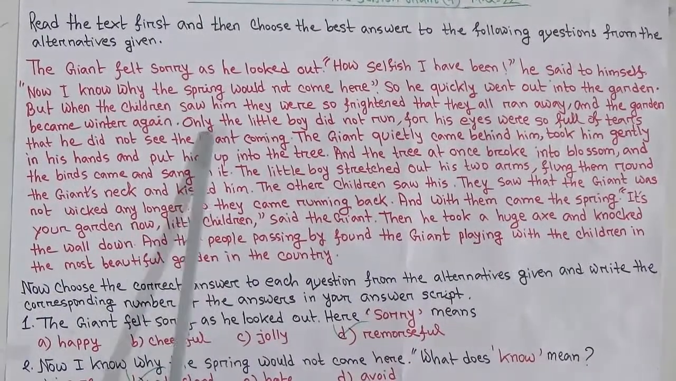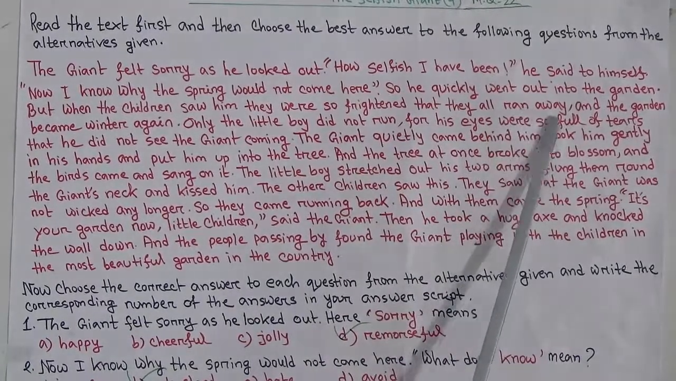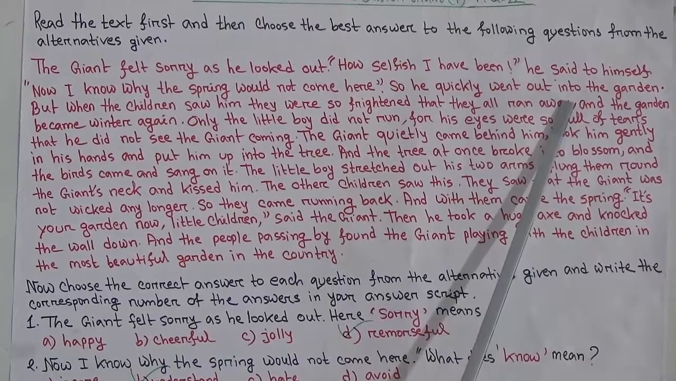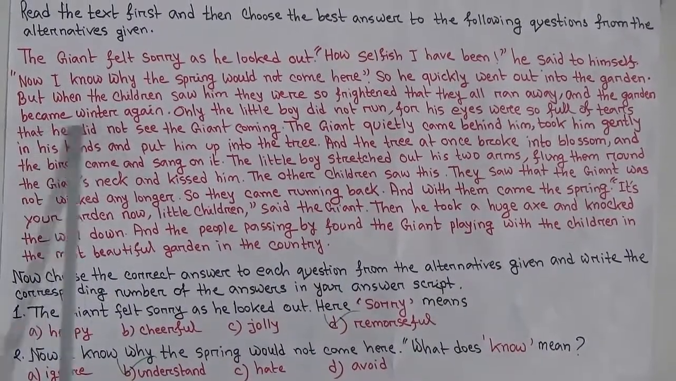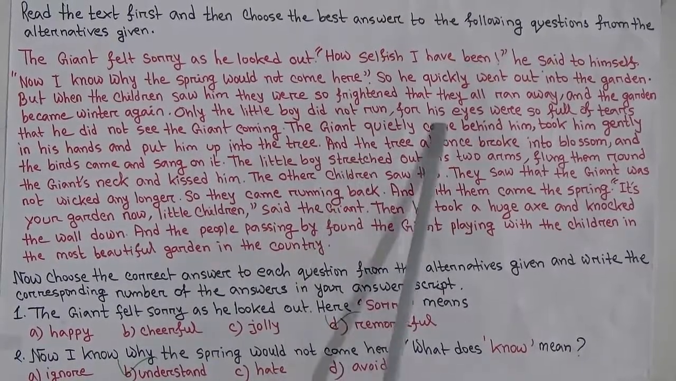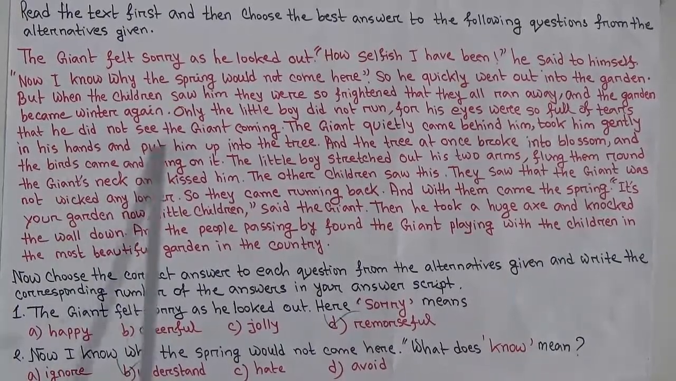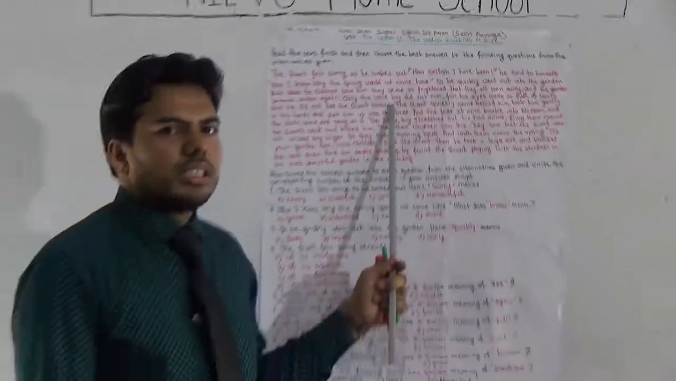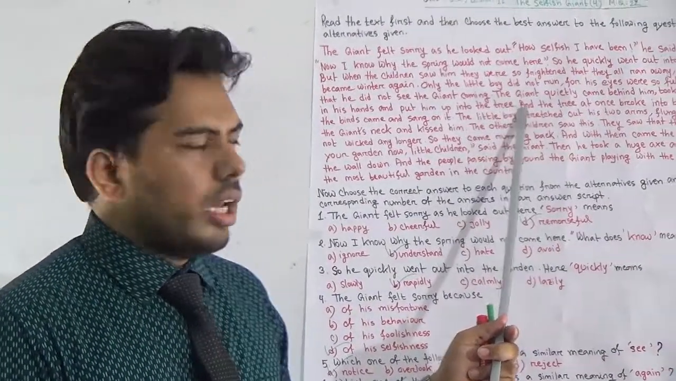But when the children saw him, they were so frightened that they all ran away. They thought that the giant would treat them like before, and the garden became wintry again. Only the little boy didn't run, for his eyes were so full of tears that he didn't see the giant coming. There is a little boy who didn't run, that's why he remained standing there.